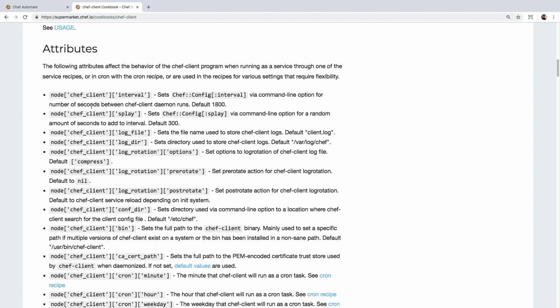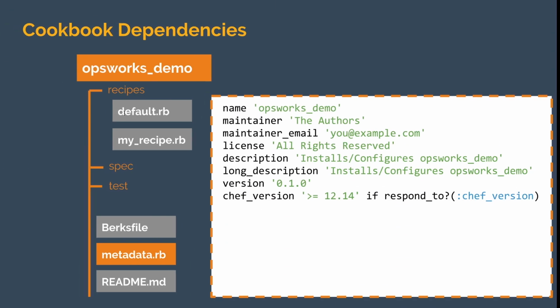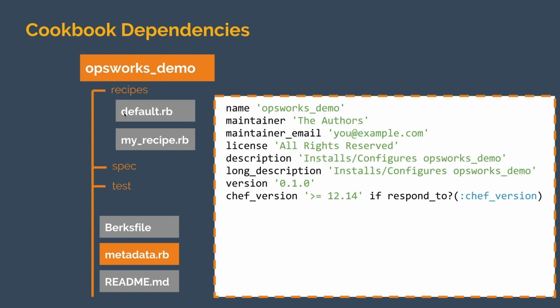For example, the Chef Client Cookbook contains attributes for interval and splay, which define how often our machines should check in, whereas splay adds in a random amount of seconds to that interval to ensure that as we add more servers, they don't all check in at exactly the same time. We can take advantage of this behavior by making use of Chef's Cookbook Dependencies feature.